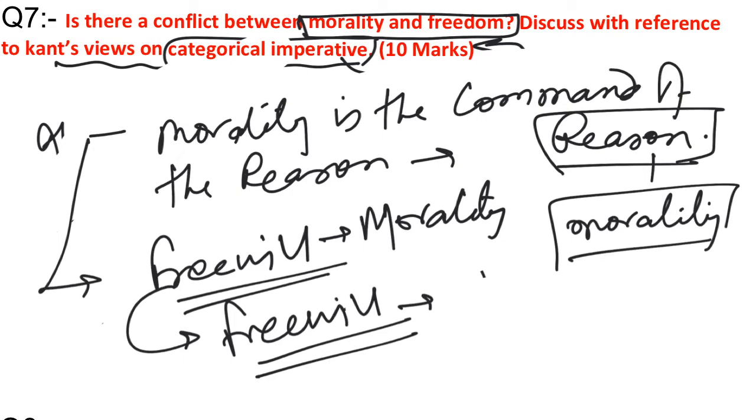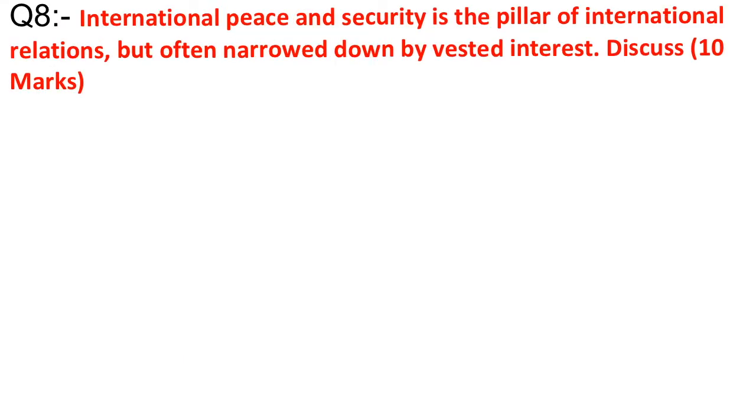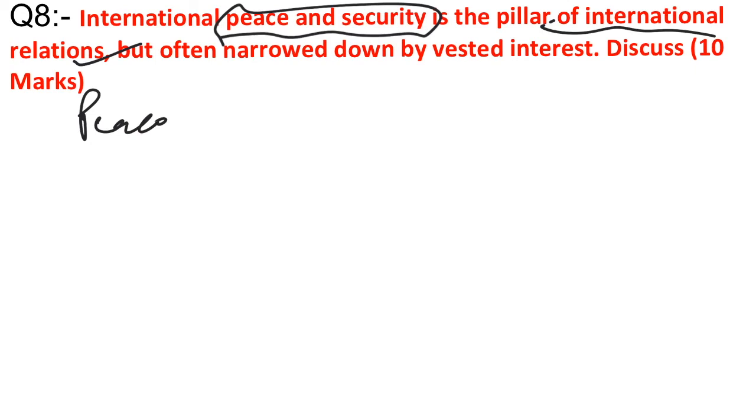This is a very philosophical question, so there is nothing much to write, you just have to address the demand of the question. Now, question number 8. This question is very practical in the sense that we all know that international peace and security is the pillar of international relations, but is often narrowed down by vested interests. Here in this question, you will have to talk about what the arrangements for peace and security are which we have.